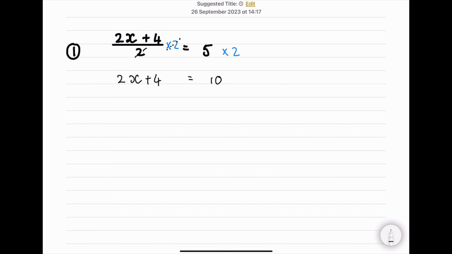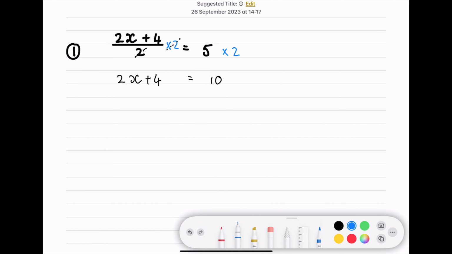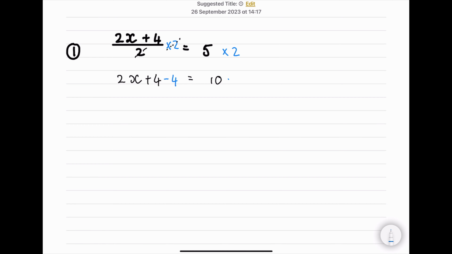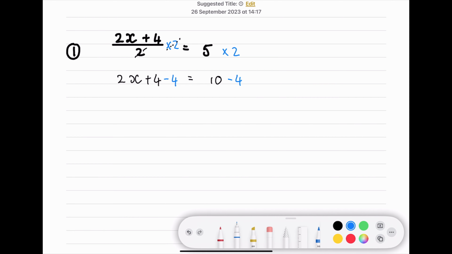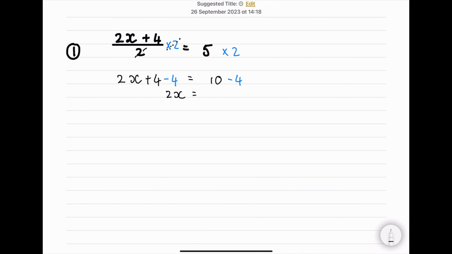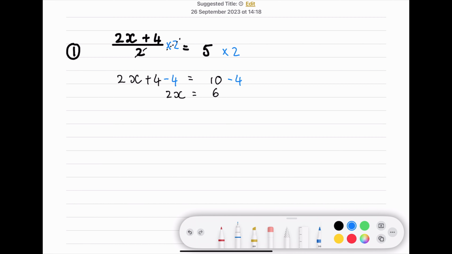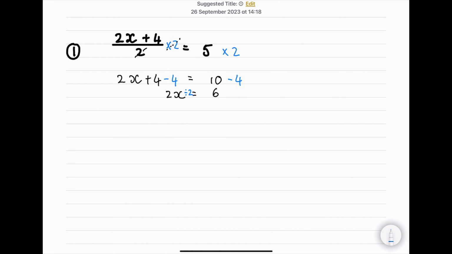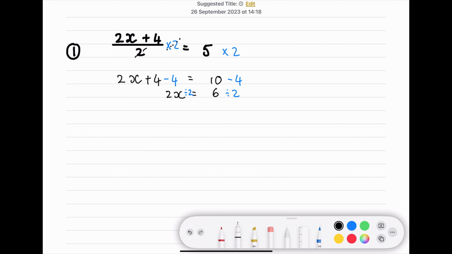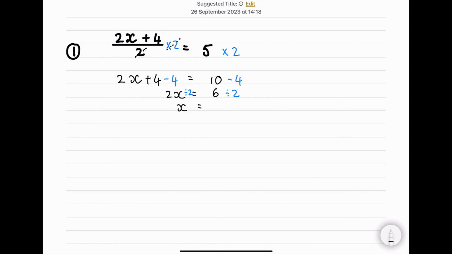What you do on the one side, you do on the other side. Minus 4, minus 4. And that should give you 2x is equal to 6. Then you divide both sides by 2 to get rid of the 2x. And that leaves you with x equals 3.